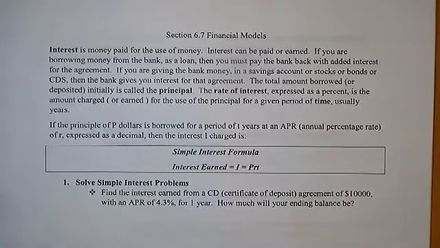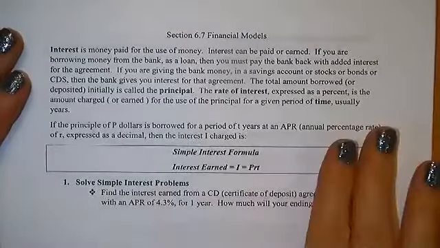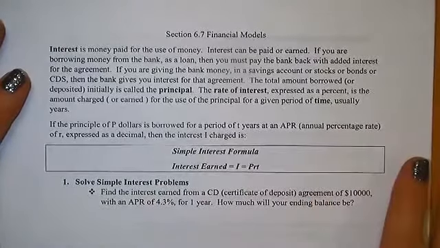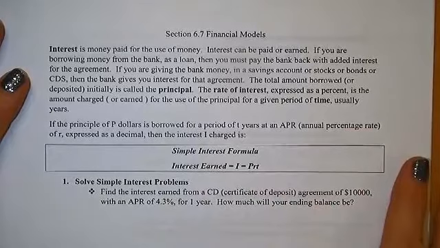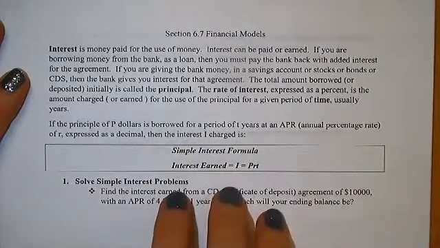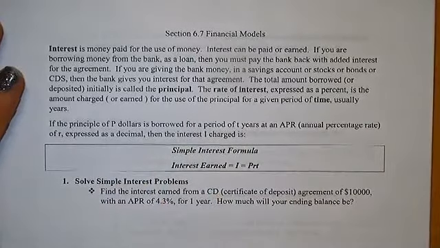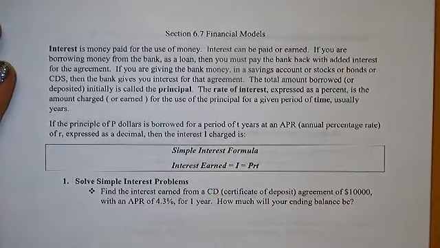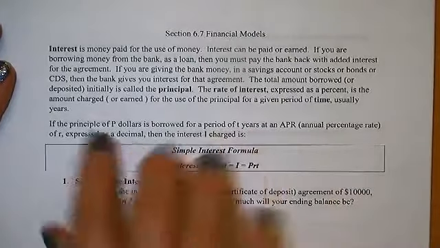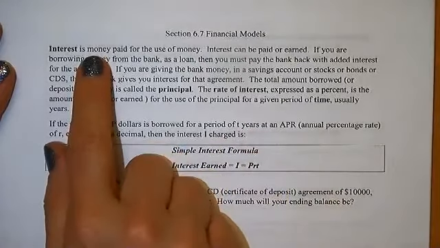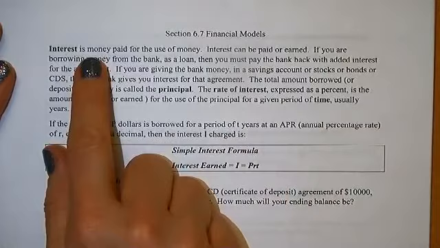So this section is going to be over section 6.7 from the book, which deals with financial models. In this section, we'll go over a number of formulas dealing with how to save and spend money, depending on interest values. First, let's have a couple of definitions so we can make sure we're all on the same page.